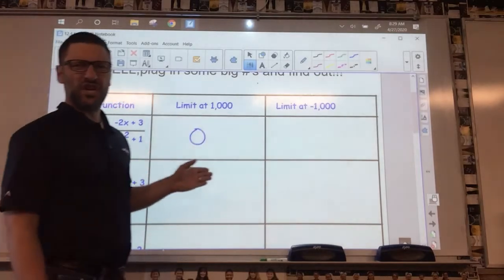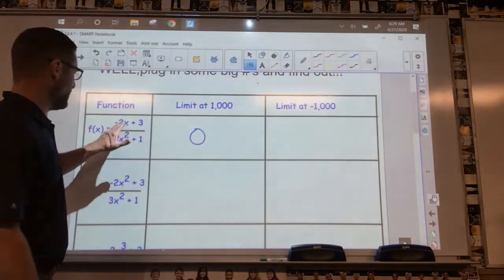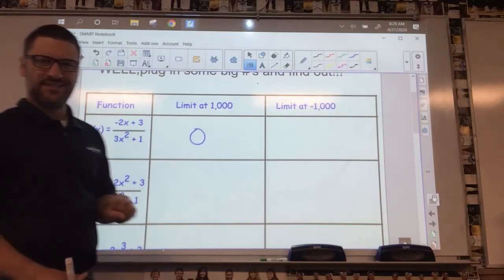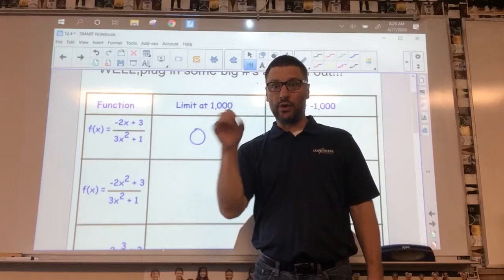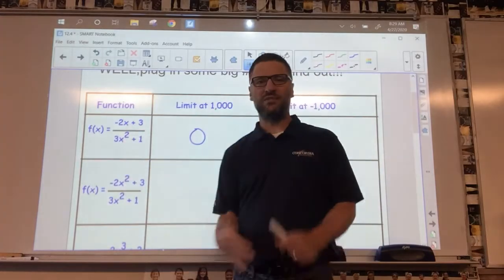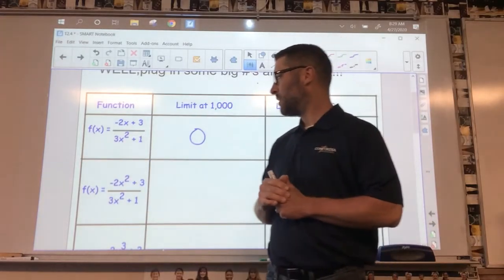And it really doesn't change if I plug in negative 1,000. The negative 1,000 here, that's still making the top grow. But the bottom is growing. The bottom is growing so much faster because of that squared.